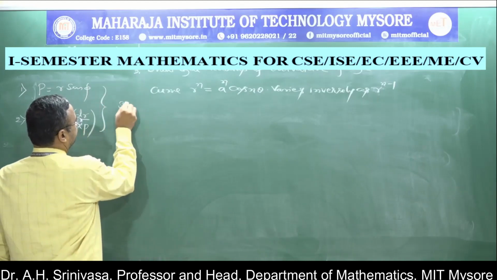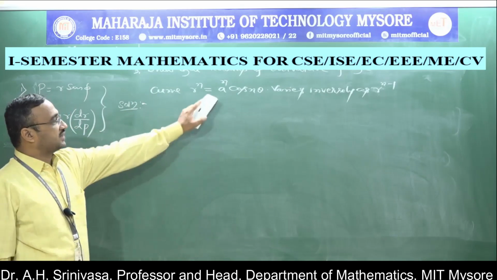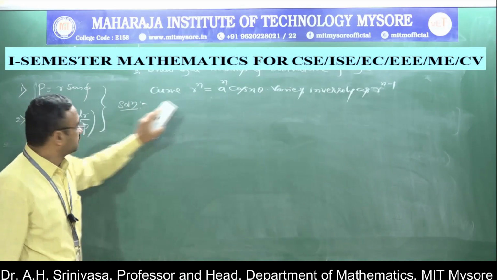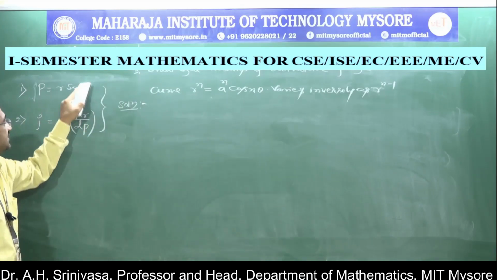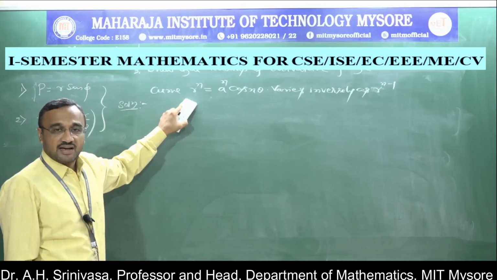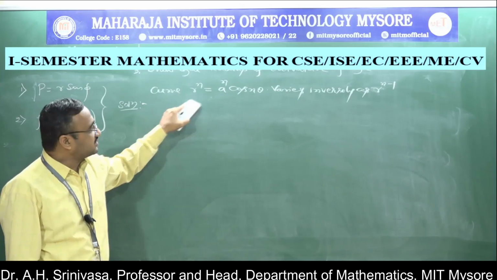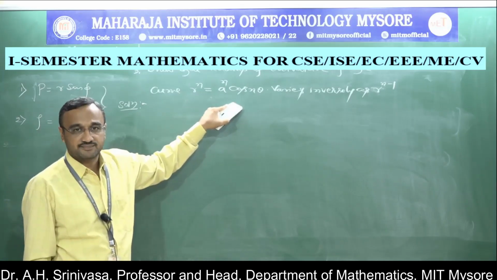Now this is the solution. First we should extract the value of phi. If using this formula, I need phi here. To remember the result, phi is the angle between the radius vector and the tangent. Remembering that result, extract the value of phi.